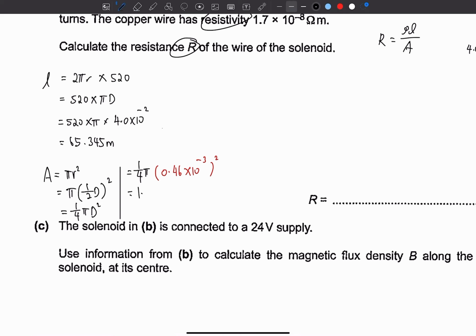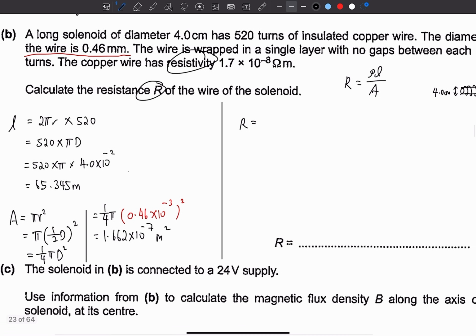Which then you will get 1.662 times 10 to the power of minus 7 meters squared. Great. So we have all the components. Simply have to throw everything in. Rho is given by 1.7 times 10 to the power of minus 8. L is given by 65.345. And A is 1.662 times 10 to the power of minus 7. R will be 6.68 ohms, 2 SF.